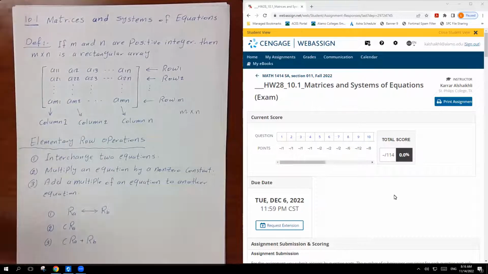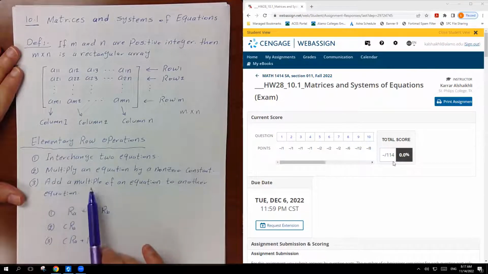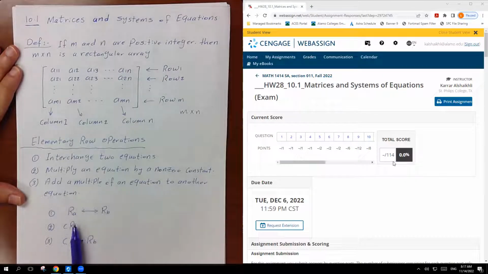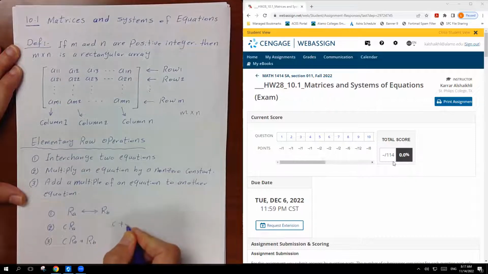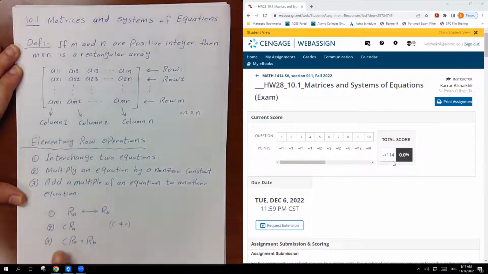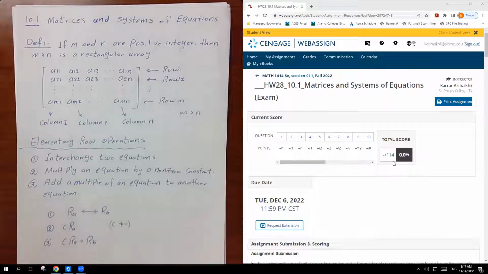That's why I just want to explain these before I go to the example. We can multiply an equation by a non-zero constant, or add a multiple of one equation to another equation. If you interchange row 1 with row 2, like row A with row B, or multiply row A by a constant C that is not equal to 0, that means a number. Or you multiply a row by a number and add it to another row, row A, row B. I'm just explaining these.